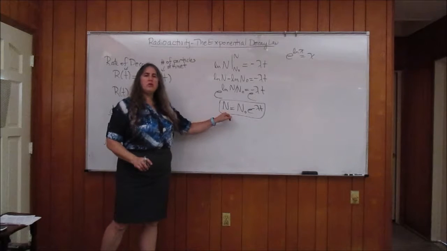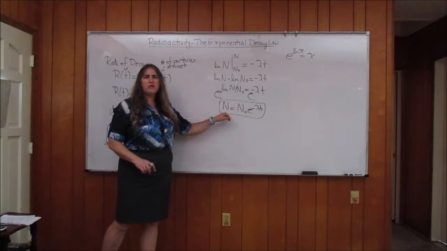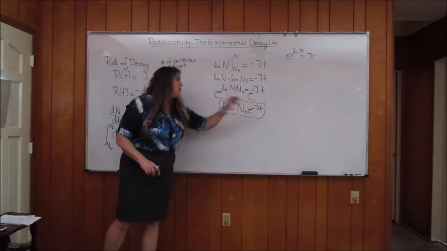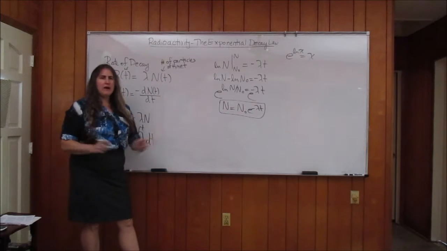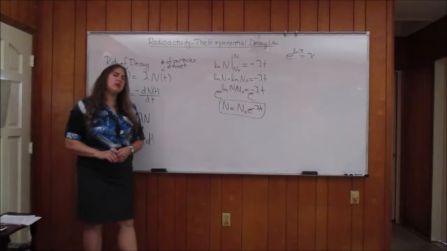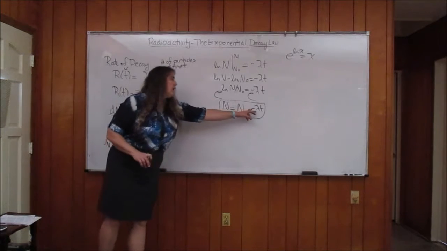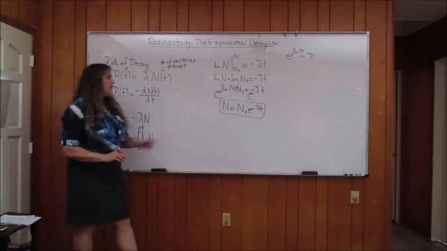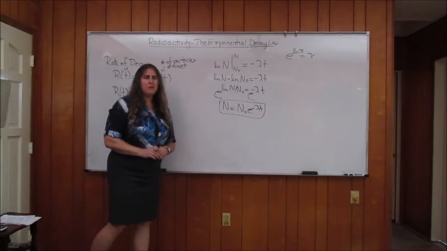It gives the total number of particles at some future point in time based on how many particles there were initially, and also according to how whatever substance it is you're looking at decays. And that quantity has to do with the kind of nuclide you're talking about. So it's N is equal to N naught e to the minus lambda t. Okay?